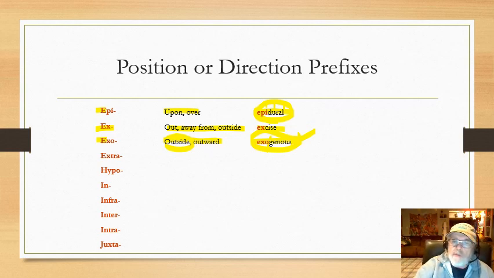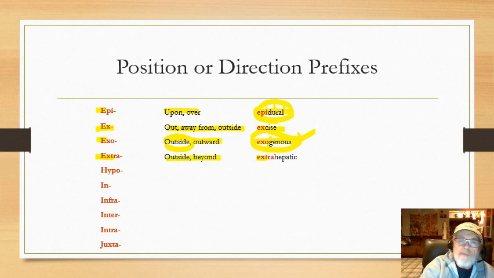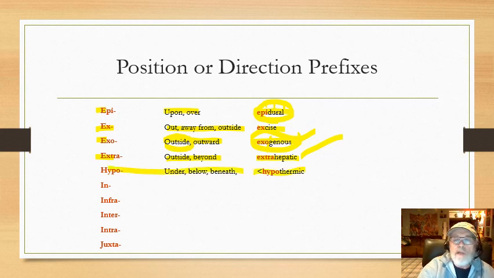So exo means outside or outward. Extra means outside or beyond as well. Something that would be extrahepatic would be outside the liver. Easy. We talked about hypo before: under, below, beneath. Hypothermic: therm means temperature. Somebody's hypothermic, it means their temperature is low. Hypothermia, hypothermic.